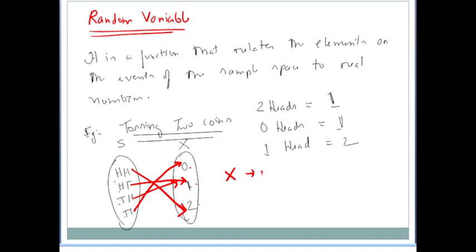X is the random variable. X is the random variable that will be relating the events of the sample space with real numbers.